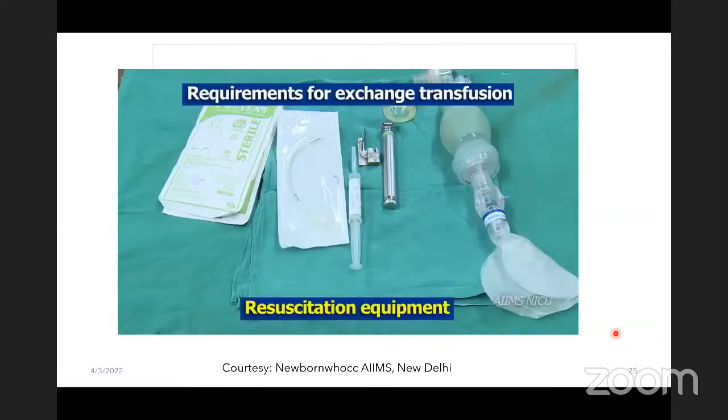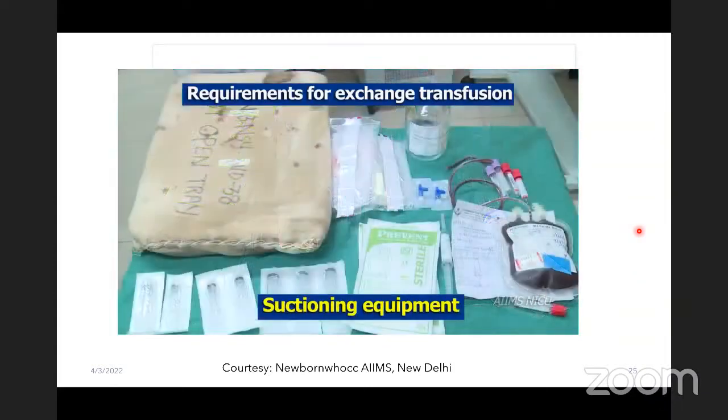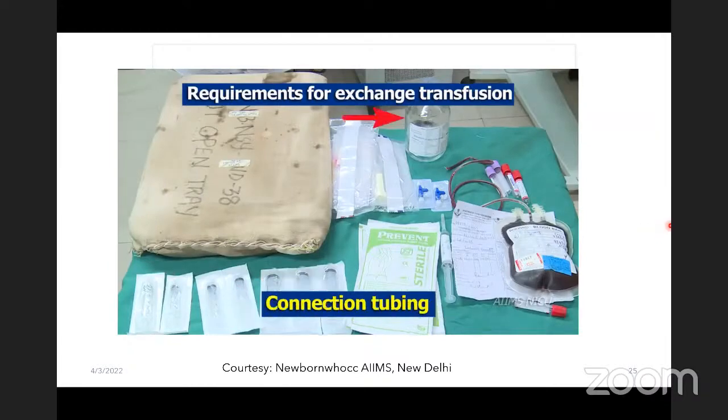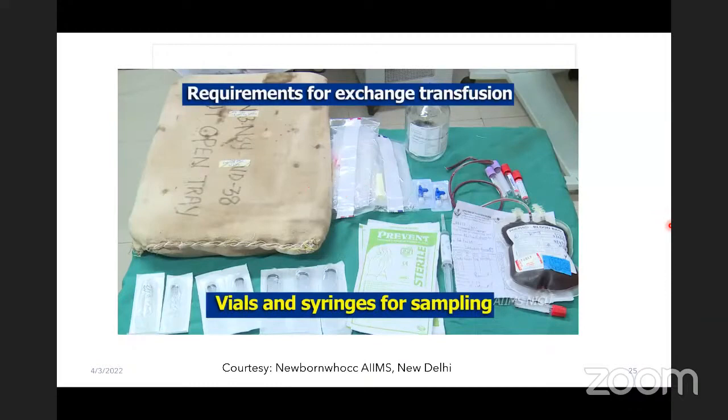The materials which are important during an exchange transfusion include the resuscitation equipment and medications, suctioning equipment, 2 3-way stopcocks with locking connections, 5, 10 or 20 ml syringes, a waste receptacle which can be an empty IV bottle or bag, IV connecting tube, syringes, and sampling EDTA vacutainers for pre and post exchange blood tests.